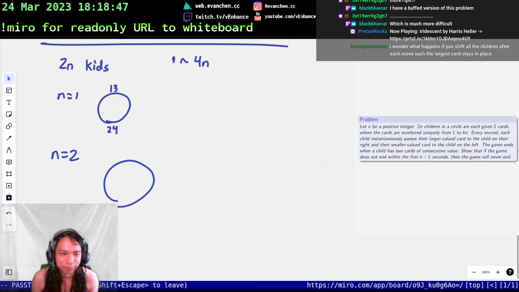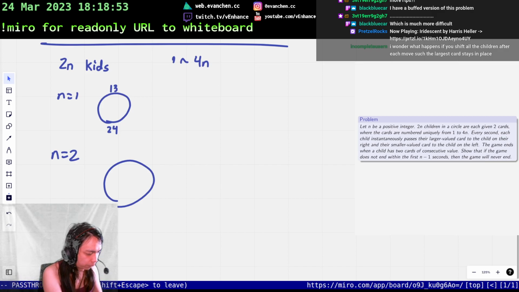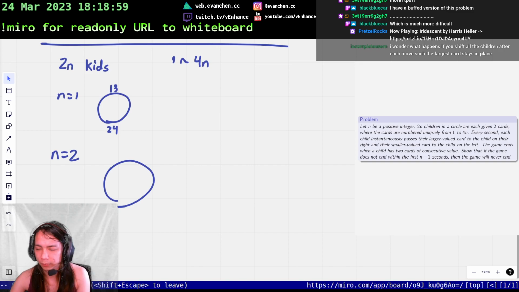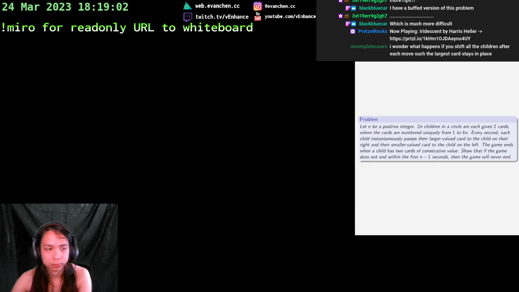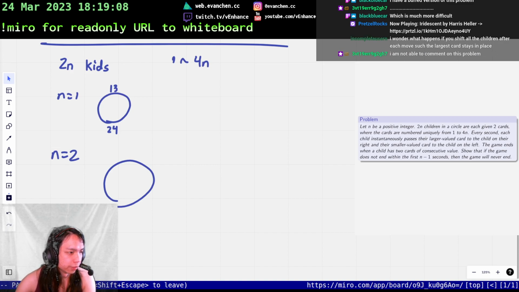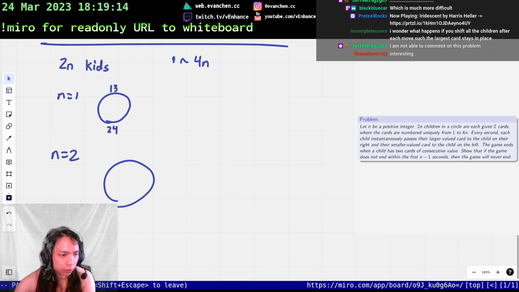Okay, we're just gonna do that, because I don't think there's any reason you want both cards to move. So, reduction. Instead, have the larger card stay put, and the smaller card move 2 spaces left. This splits the game into 2 disconnected subgames of n children each.